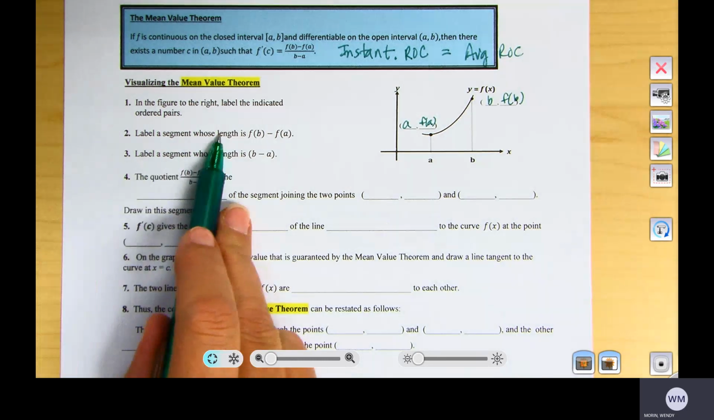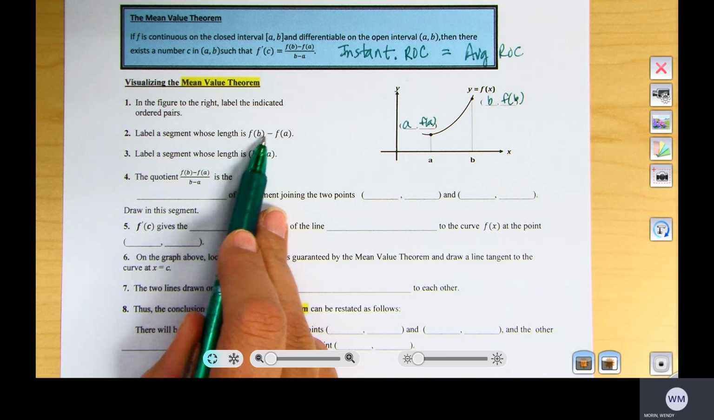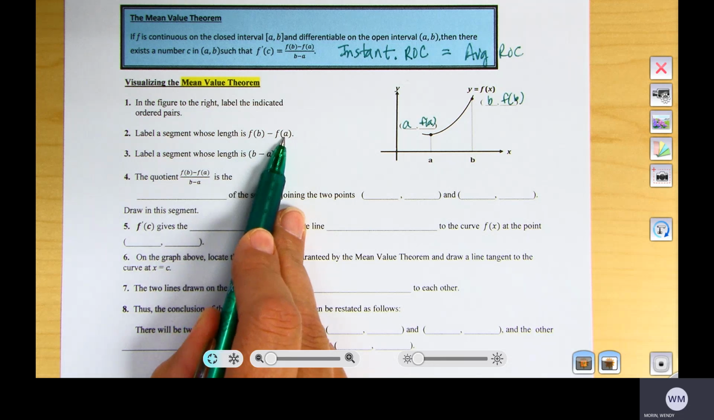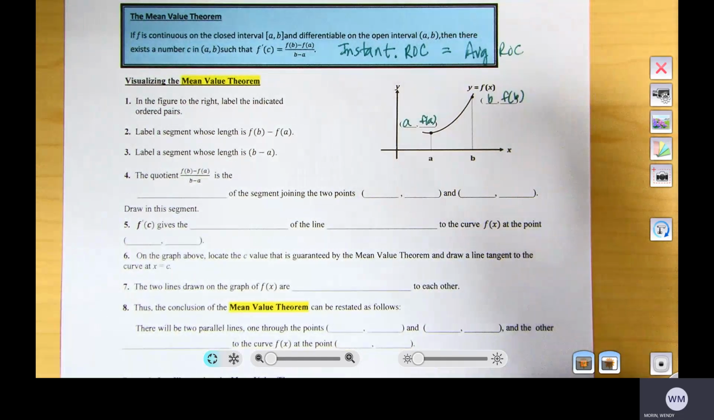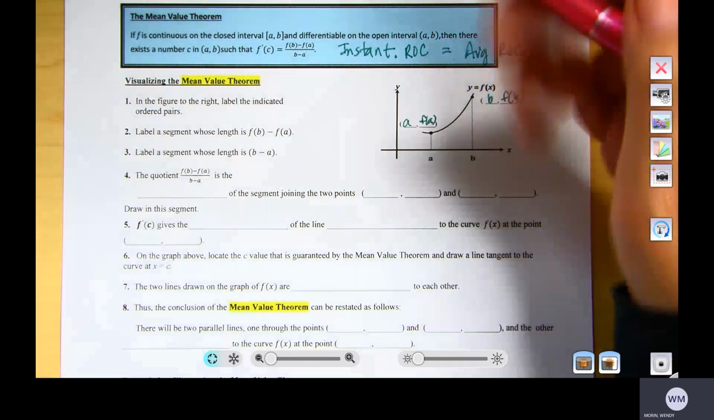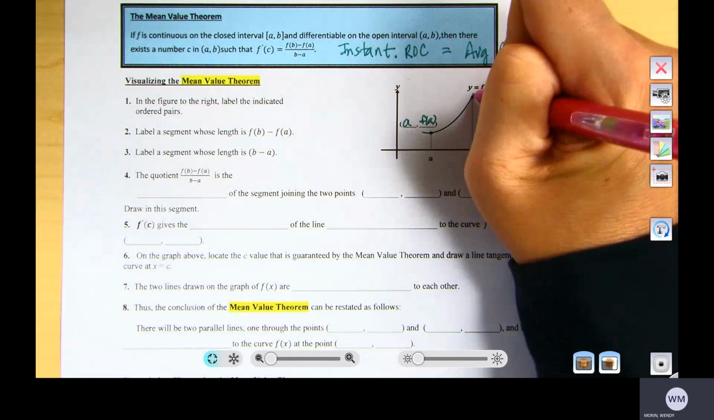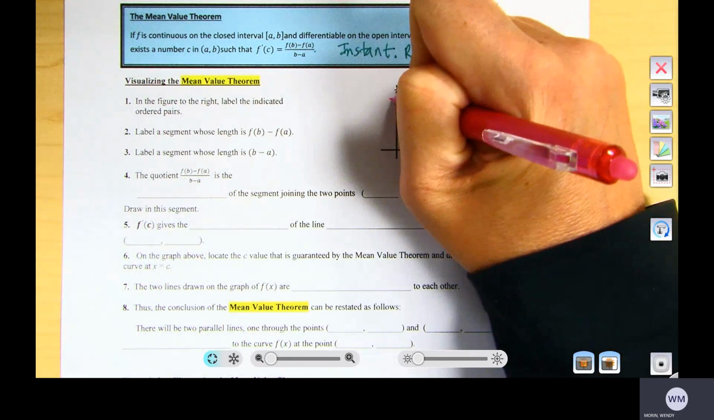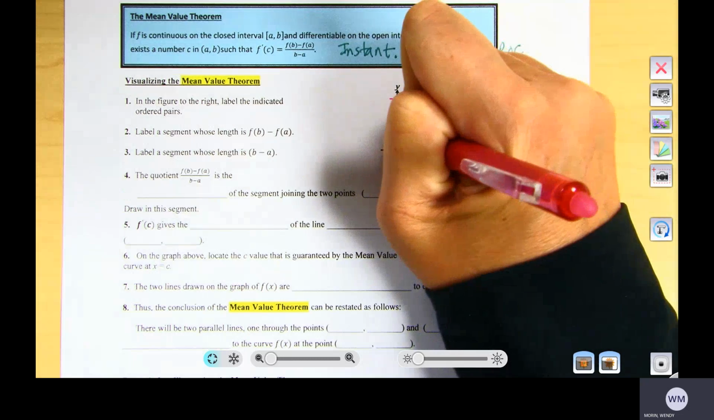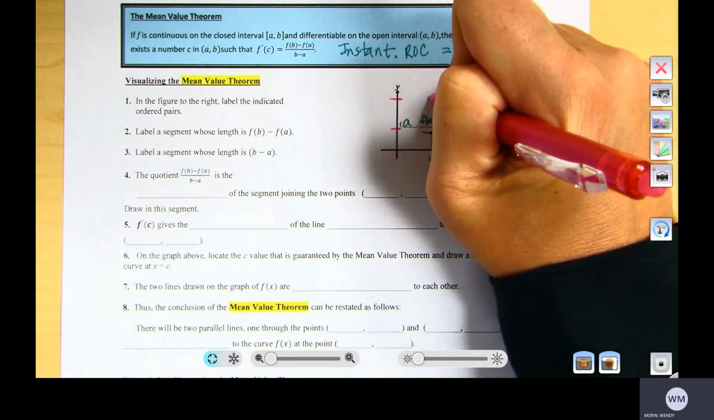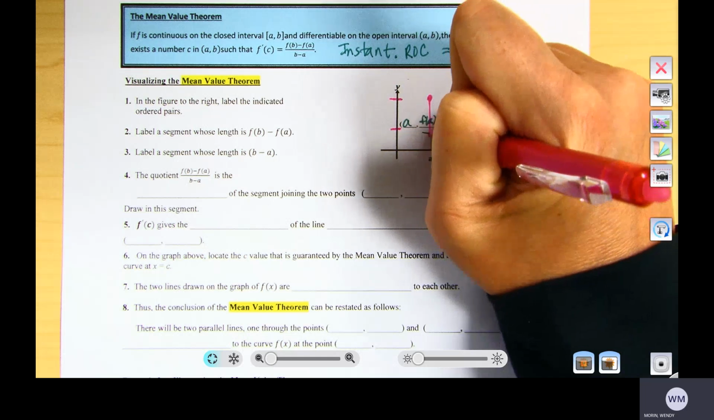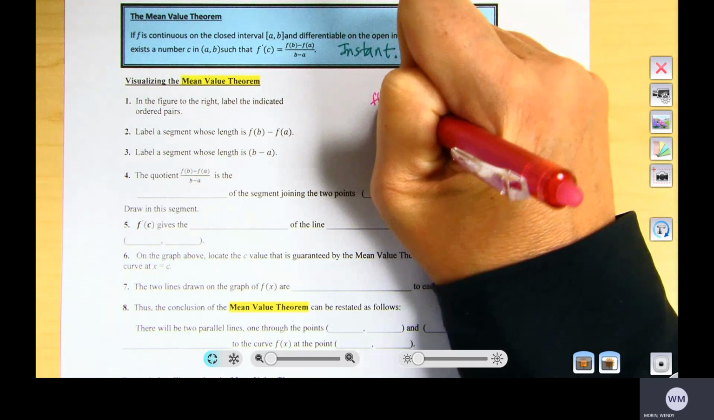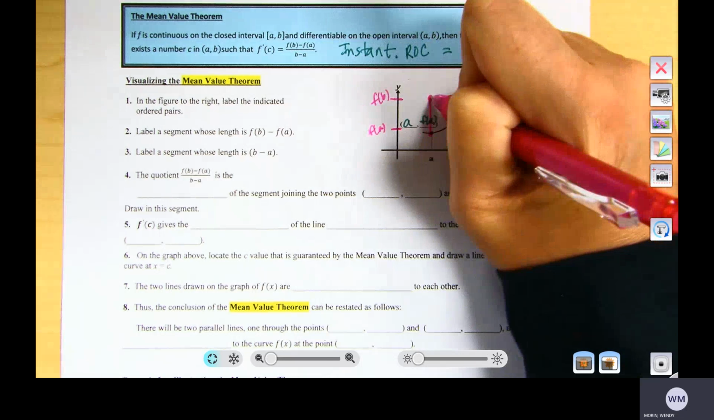Label a segment whose length is f of b minus f of a. F of b, the y value minus the y value. So let's do that in purple or pink. So this right here is our f of b. This right here is our f of a. So we're going to label the line segment from f of b to f of a. Those are our y values.